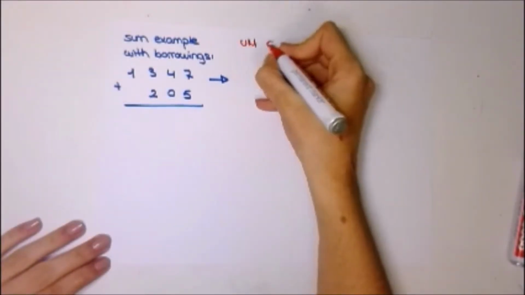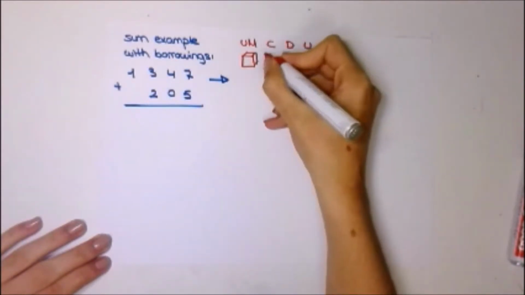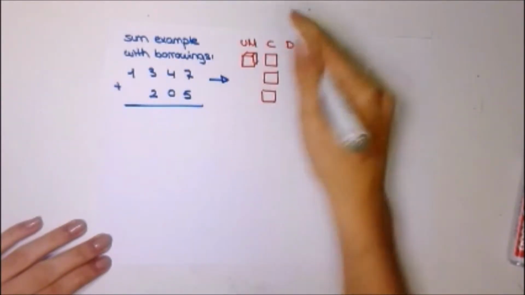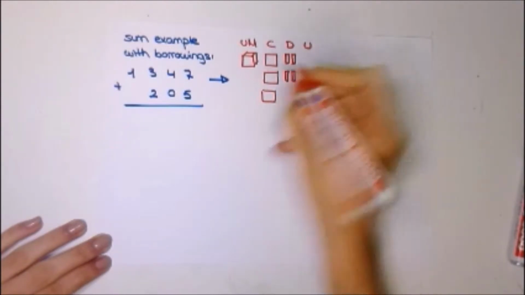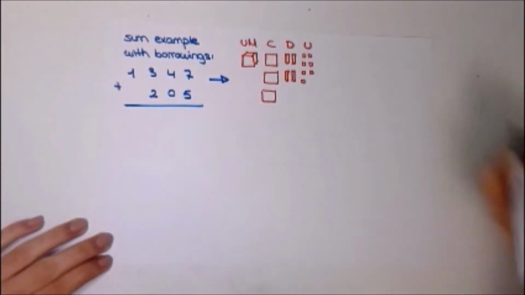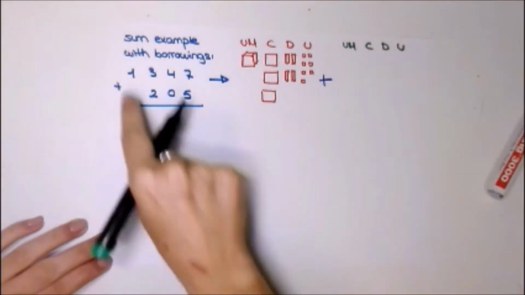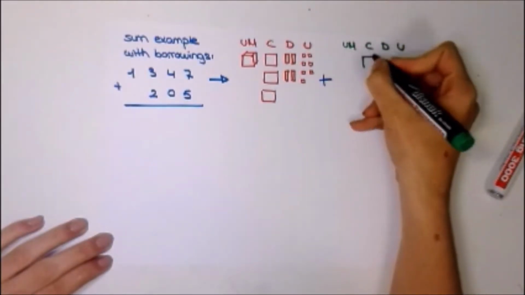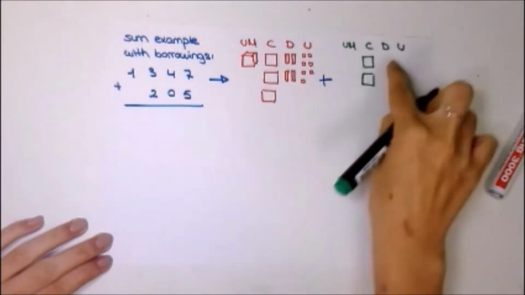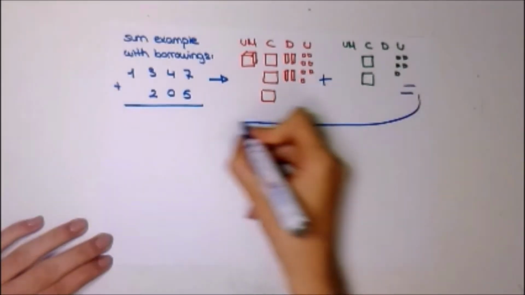This is the other example, but this time it is with borrowings. We write 1 in the 1,000 units, 3 in hundreds, 4 in tens, and 7 in units. Now we have to sum all of that with the other number. We don't have in the other number 1,000 units, so we write nothing. We write 2 in hundreds, 0 in tens, and 5 in the units.